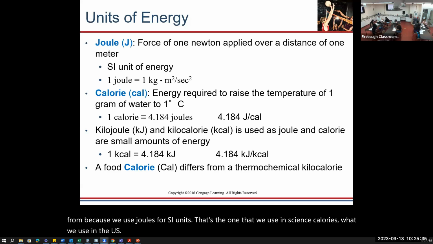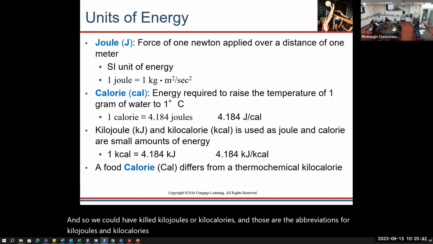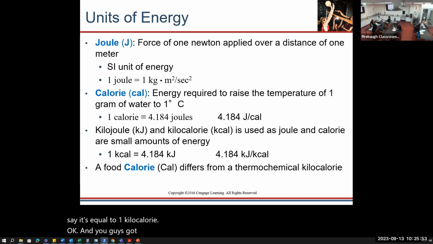And so we could have kilojoules or kilocalories, and those are the abbreviations for kilojoules and kilocalories. And then 1 food calorie is going to be equal to 1,000 calories, or we could say it's equal to 1 kilocalorie. Okay, and you guys got that on the board earlier, right?